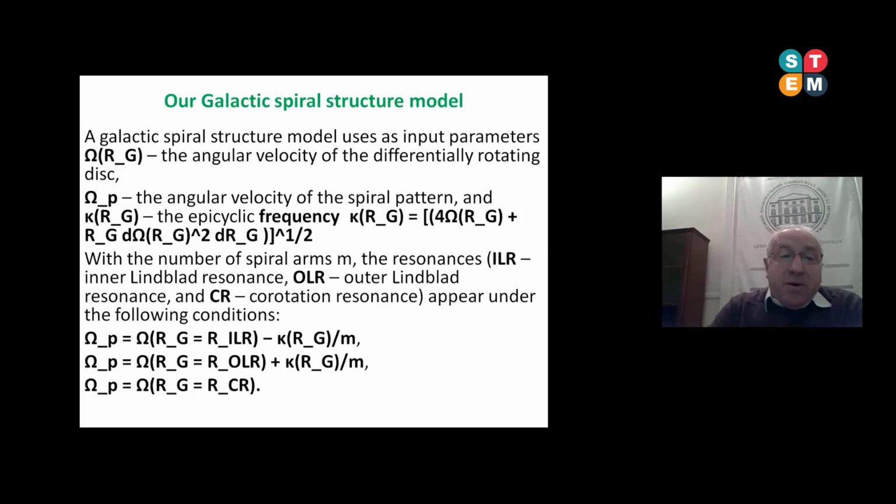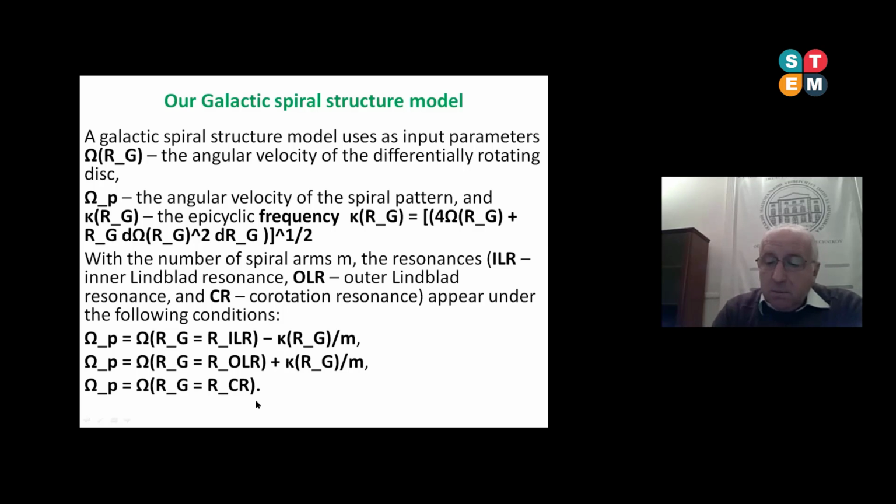It describes Keplerian rotation. So with increase of galactocentric distance, angular velocity decreases. It's almost the same as we have in our solar system. The more distant the planet from the sun, the less its angular velocity and linear velocity, of course. And this is the angular velocity of the spiral pattern, of the spiral arms. Spiral arms rotate rigidly, like, for example, the wheel of a bicycle.